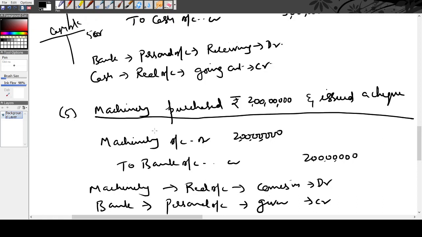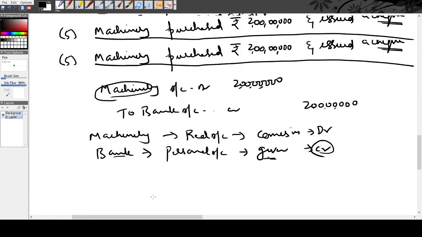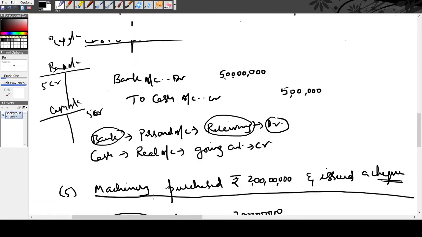Now what is the logic? When we deposited money in the bank, we treated him as the receiver and we debited the bank account. When we issue a check, the bank gives the money to the vendor who has supplied the machinery to us. Hence, the bank has given money, and that is why my bank account is credited. Okay. We will continue in the next lecture.